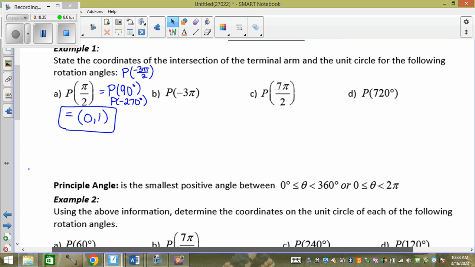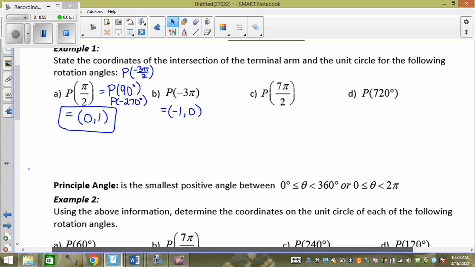Negative pi, negative 2 pi, negative another pi, gets me to here, which is where? It's at 180, which is the coordinate negative 1, 0.